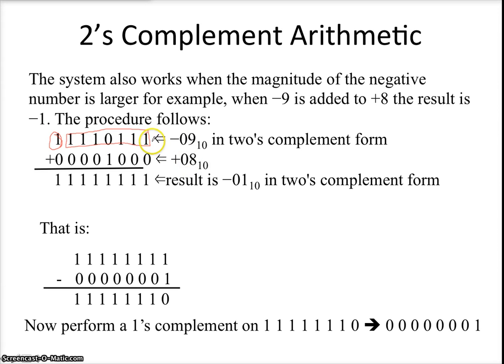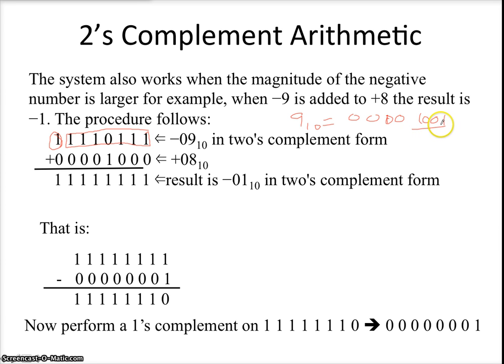So anyways, -9 looks like this, all right, because 9 in decimal is equal to, oh, sorry about that, 0, 0, 0, 0, 1, 0, 0, 1 in binary, okay?